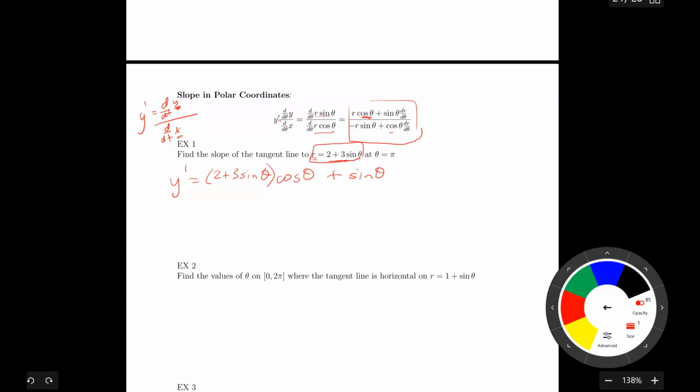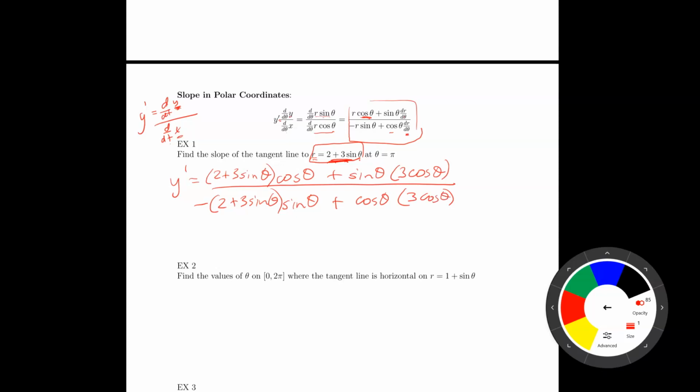Dr d theta is the derivative of this, so that will be 3 cosine theta, all over negative r, 2 plus 3 sine theta, times sine theta, plus cosine theta times my dr d theta, which is the derivative of this, which is 3 cosine theta. There will never be any canceling here, so it's best to just plug in theta equals pi. So the next step I'm going to do is put in pi.